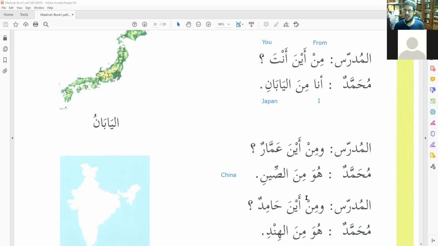We say in English Sino, right, which is a root that we often use to talk about things from China. So I think it probably comes from the same root. Very good. Wa min aina Hamidun. Huwa minal Hindi. Excellent. Very good. And as you could probably guess, Al-Hind is India.